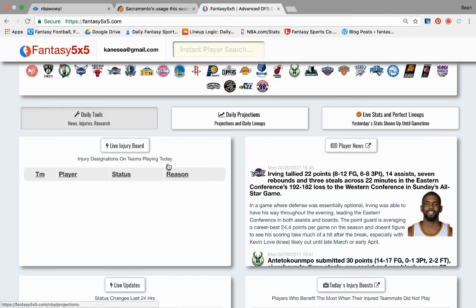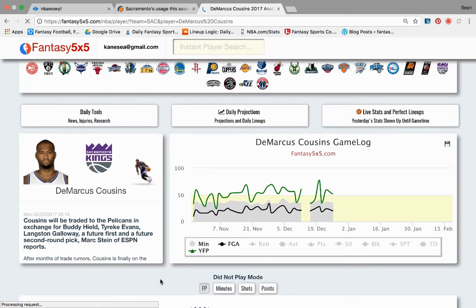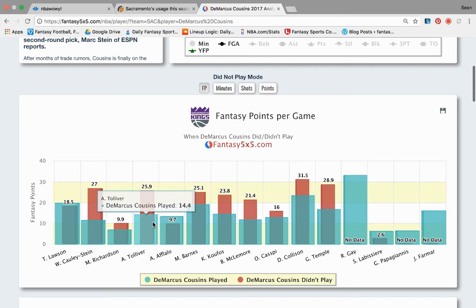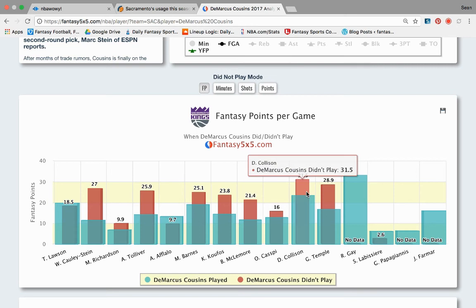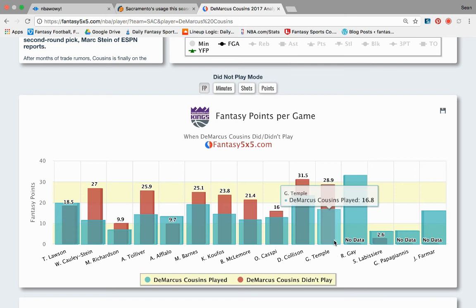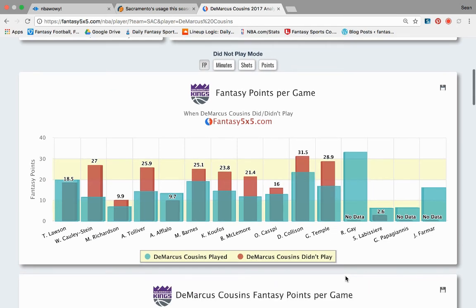Now, Fantasy 5x5 is just as easy to use, a little bit quicker. We're going to look into what happens just with Cousins off the floor, for example. Cousins off the floor, did not play mode. So when DeMarcus Cousins is off the floor, we see that Anthony Tolliver gets a bump, Willie Cauley-Stein gets a bump, Barnes isn't there, so not relevant. Collison maybe gets a bump. Okay. Garrett Temple gets a bump. This is a really quick and easy way to see how many fantasy points people are scoring.